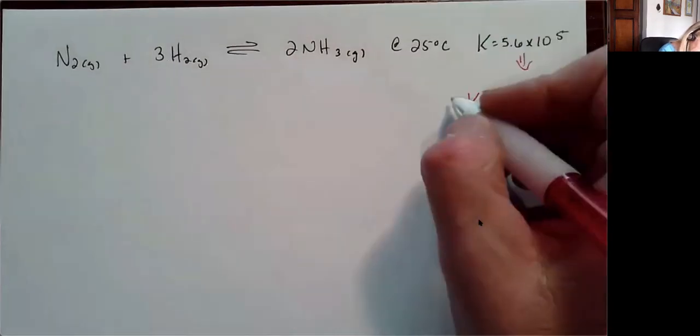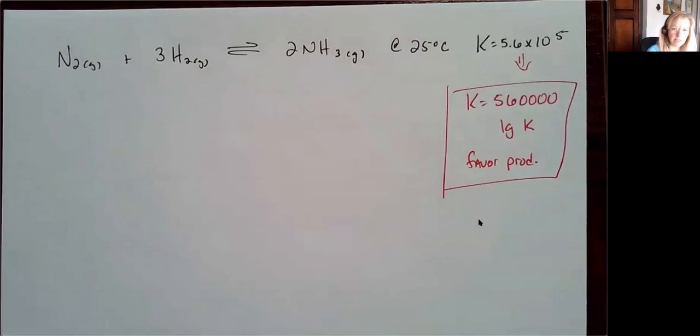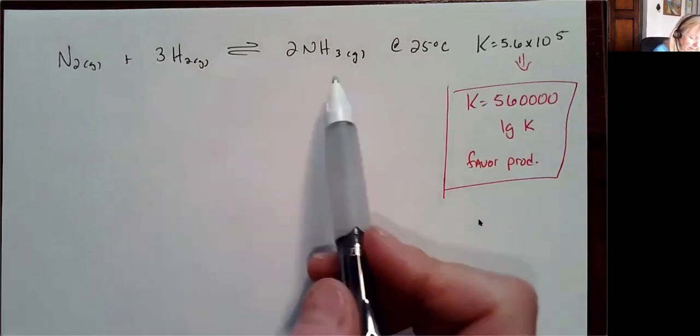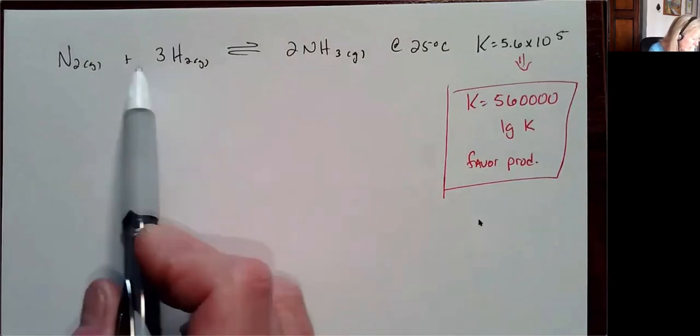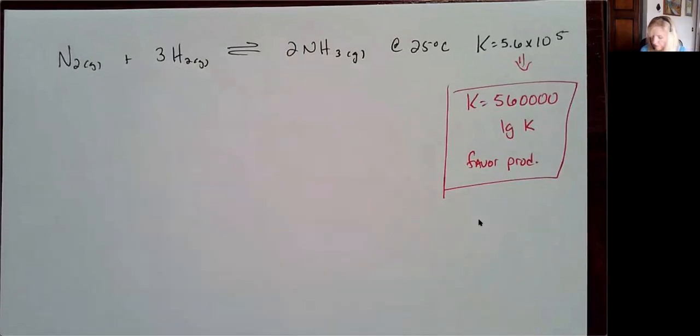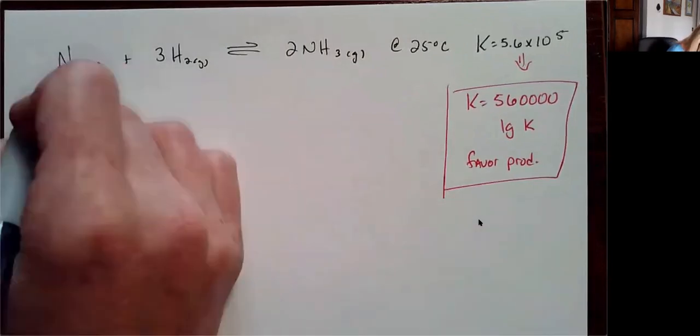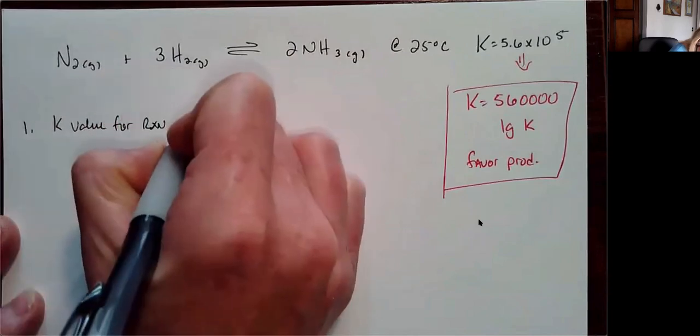If I see a K that large, that's what I'm thinking in the back of my brain: I'm going to have a significant amount of product left at equilibrium and probably very little of this. So let's apply these relationships to this. Let's say I want to calculate the reverse. What is the K value for the reaction in reverse?